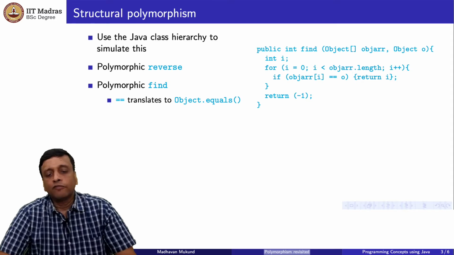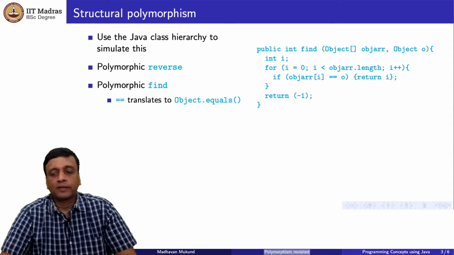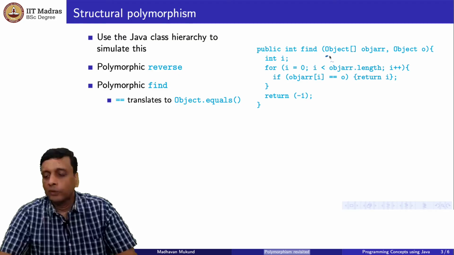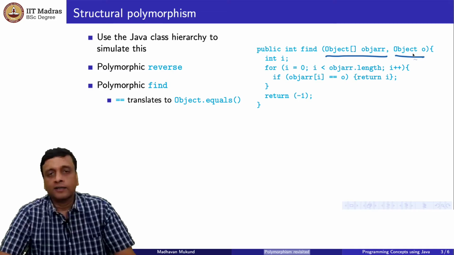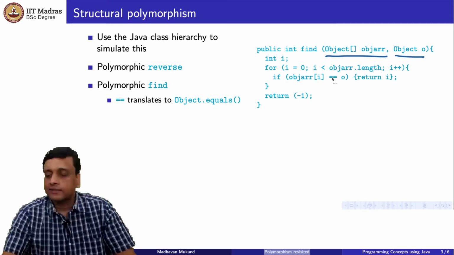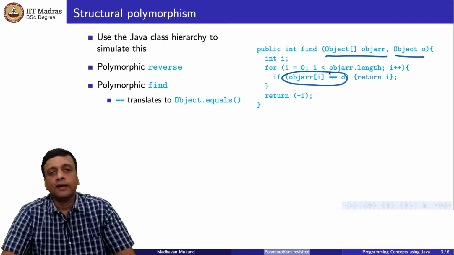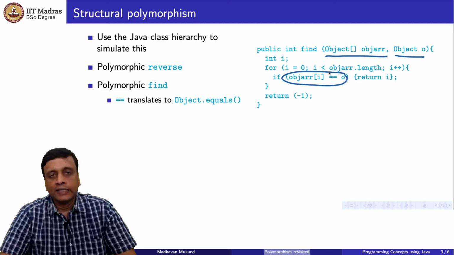So if we use find, it looks similar, right? We have seen this one before. We take an array of objects and we look for a specific object o. But what is kind of hidden under the carpet and which we are now making explicit is that there is something that we need to know about these objects. I need to be able to take the object at position i in my array and compare it to check whether it is equal to the object I'm looking for.